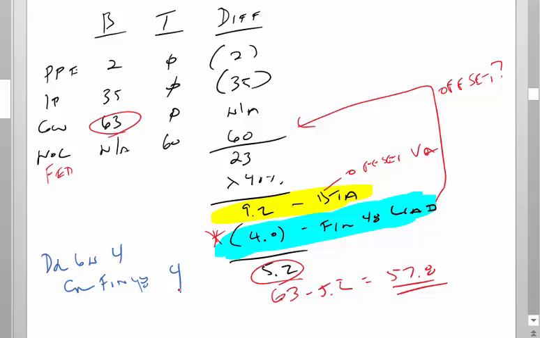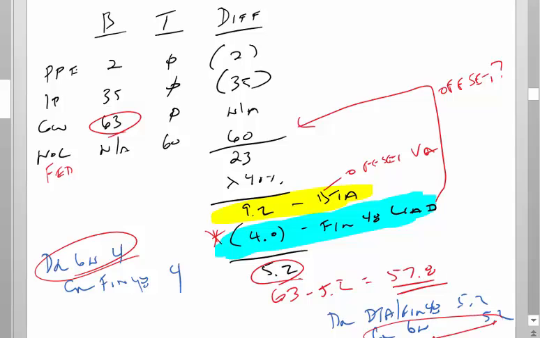Whereas if we were booking the 5.2, our journal entry was debit DTA / FIN 48 net 5.2, credit Goodwill 5.2. So that difference between this debit to Goodwill and that credit to Goodwill means that the valuation allowance against this all goes to Goodwill, effectively.